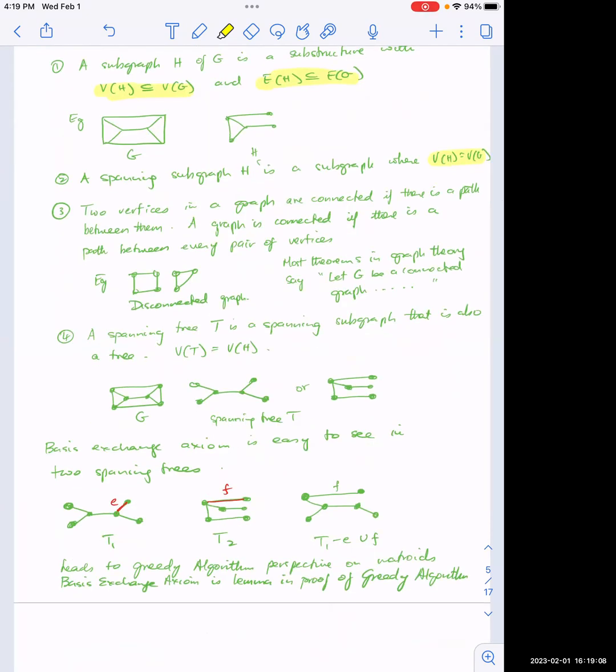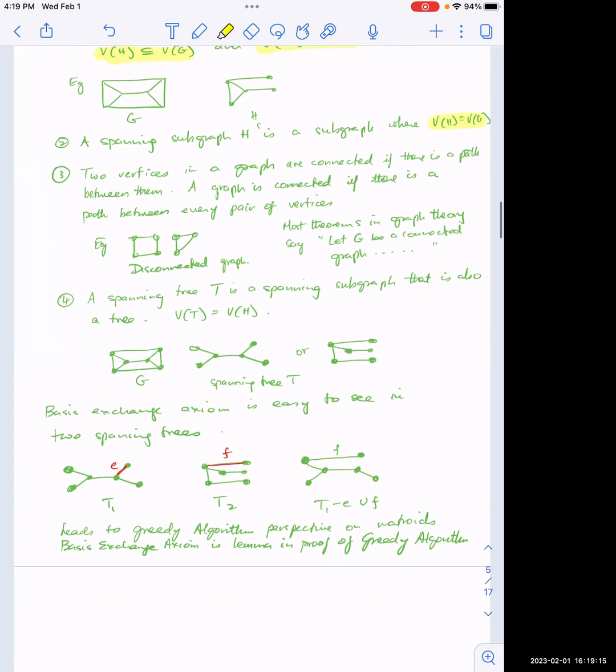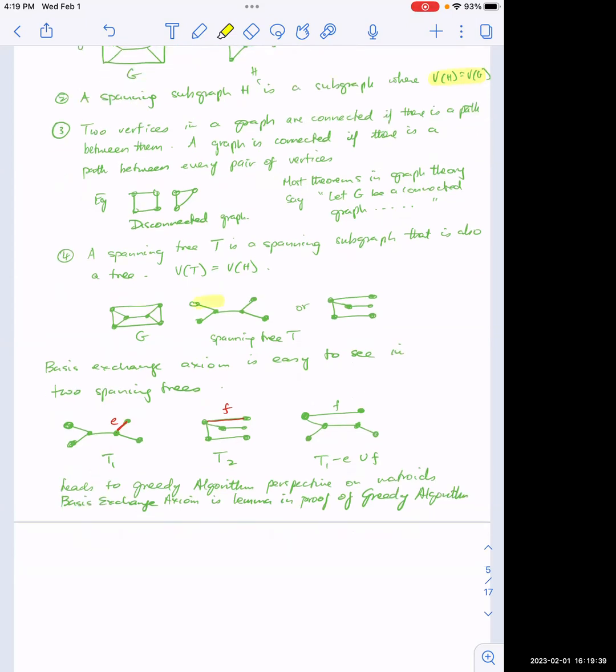And two vertices are connected if there's a path between them. A graph is connected if there is a path between every pair of vertices. And the definition that I'm interested in is spanning tree. A tree is a graph that has no cycles and is connected. And a spanning tree is a spanning subgraph. Oh, there it is. That's my definition. A spanning tree is a spanning subgraph that is also a tree, right? So here, this is a spanning tree of G. This is also a spanning tree of G.